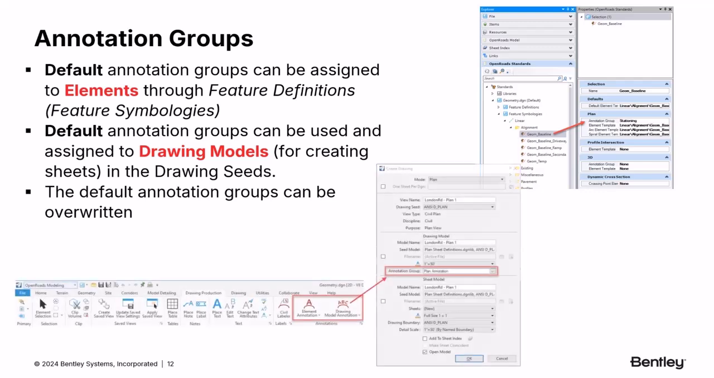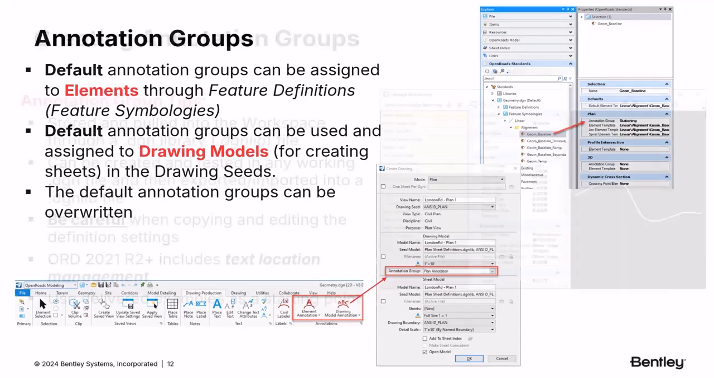Compared to drawing model annotation, where that's configured respective to the drawing seeds that may vary depending on the type of sheet that you're trying to cut. So plan versus profile versus cross-section. And in all of these, you'll notice that there are drop boxes for these properties, or parameters. So you can potentially adjust the default annotation group or overwrite it upon using the actual annotation tools, both element annotation and drawing model annotation.